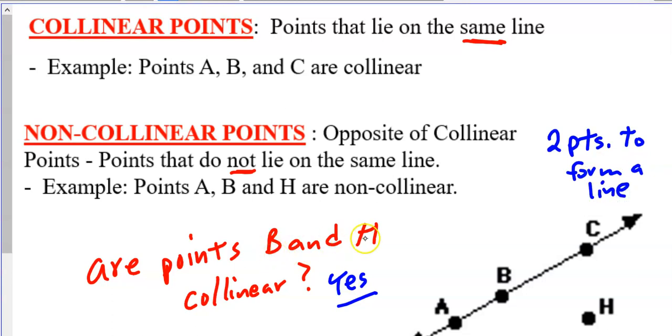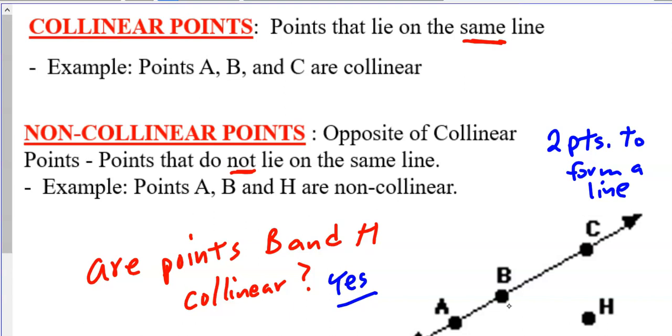I have only 2 points here. So anytime I'm ever given 2 points, they are always collinear. It doesn't matter that there's no line here. I know there's no line drawn there. I'm going to erase that. There's no line drawn there. That's okay. They are still collinear though.